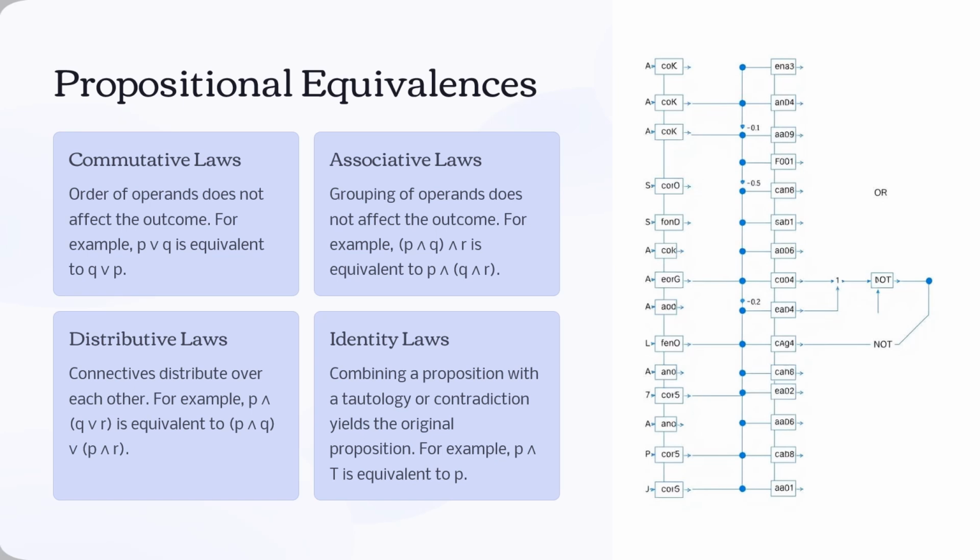The commutative laws are like saying order doesn't matter. You can say, I like pizza and ice cream, or I like ice cream and pizza. It's the same thing. The associative laws are like saying grouping doesn't matter. You can say I have a cat, a dog, and a bird, or I have a cat and a dog, and a bird. It means the same.